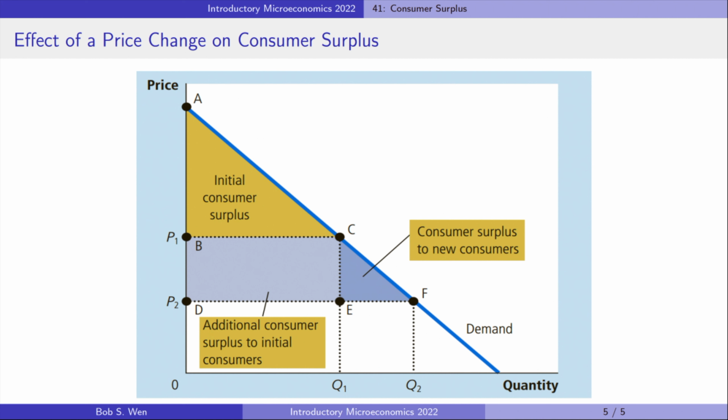In conclusion, consumer surplus measures the benefit buyers receive from participating in the market. It is the difference between the value consumers place on the good, their willingness to pay, and the value the market places on the good, its market price. Consumer surplus is a measure of buyers' well-being. Buyers benefit from a lower price because their consumer surplus rises.